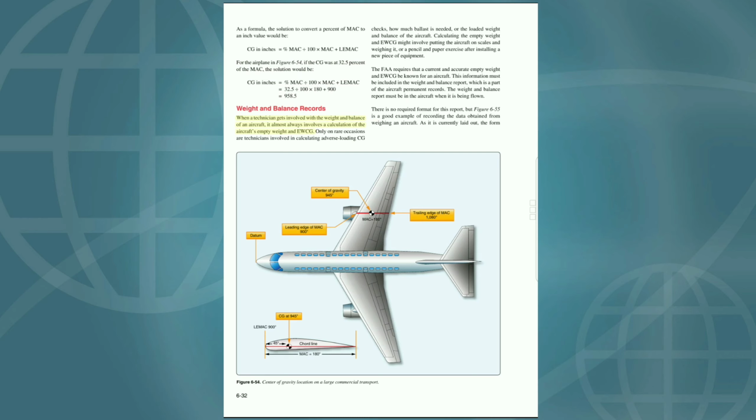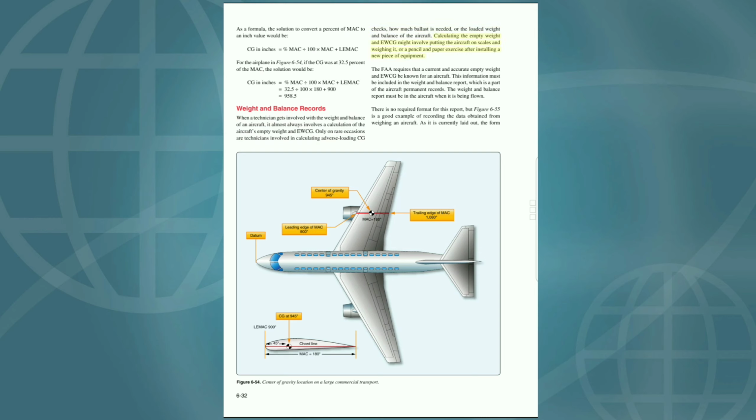Weight and balance records. When a technician gets involved with the weight and balance of an aircraft, it almost always involves a calculation of the aircraft's empty weight and CG. Only on rare occasions are technicians involved in calculating adverse loading CG checks, how much ballast is needed, or the loaded weight and balance of the aircraft.